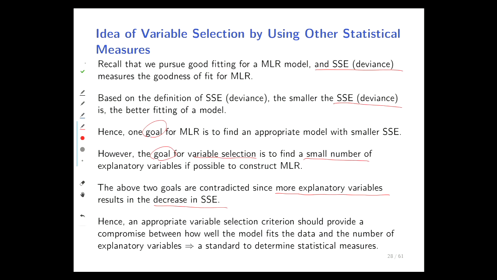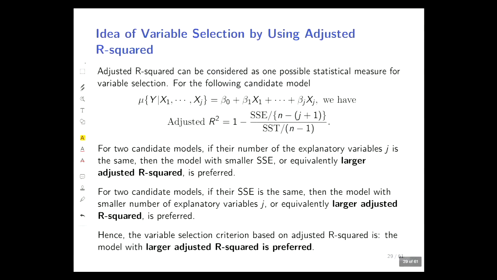So in order to balance these two goals, what we can do here is to consider some statistical measures which can compromise between the goodness of fit, that means the sum of the squared error, and also the number of the explanatory variables. So that's the idea behind this. We need to balance these two. So how can we do that? We actually propose something which balances these two.